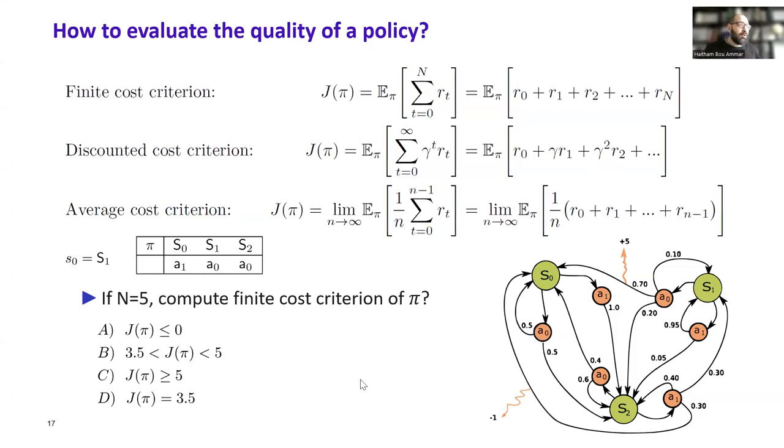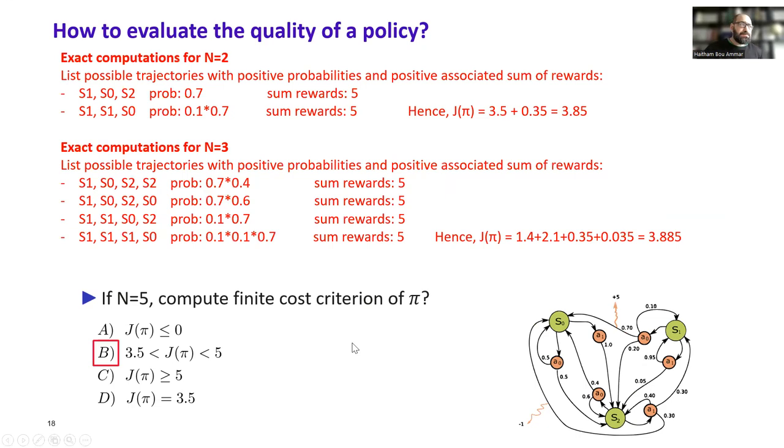Right. So we reached this slide in the previous talk, and then we were talking about these different criteria to measure how good the quality of the policy is. And then we said, okay, if n equals 5, compute the finite cost of a policy pi. And there were these questions. So how would we go around and actually do that?